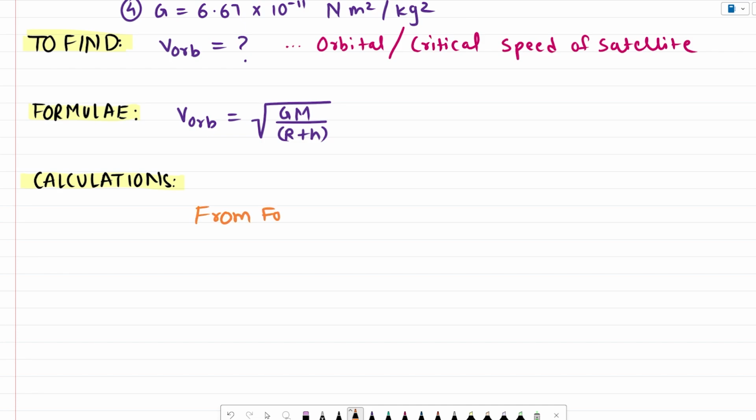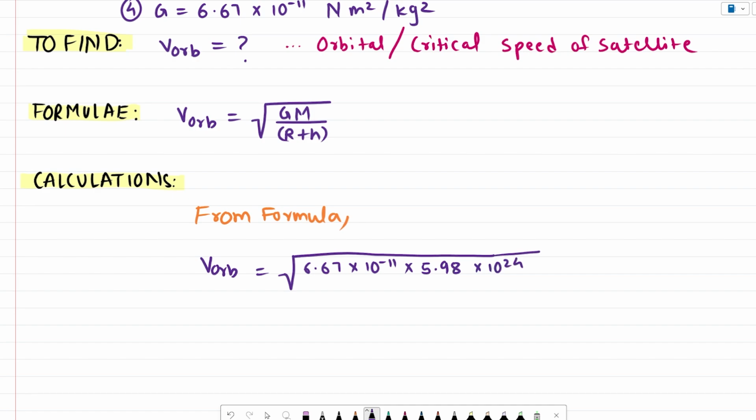So from the formula, in our calculation department, I can say v orbital for our satellite is equal to the root of value of g, that is 6.67 into 10 raised to minus 11, into the mass of the Earth, which is 5.98 into 10 raised to 24, and the whole thing divided by the summation of radius, that is 6.4 into 10 raised to 6, plus the height at which the satellite is orbiting, that is 1 into 10 raised to 6 meters as well.